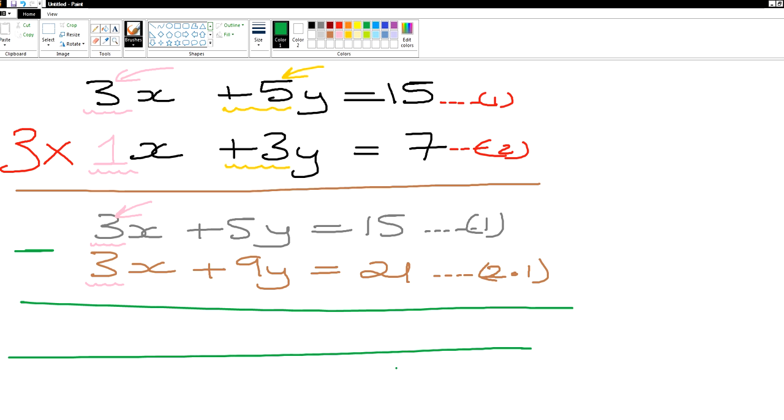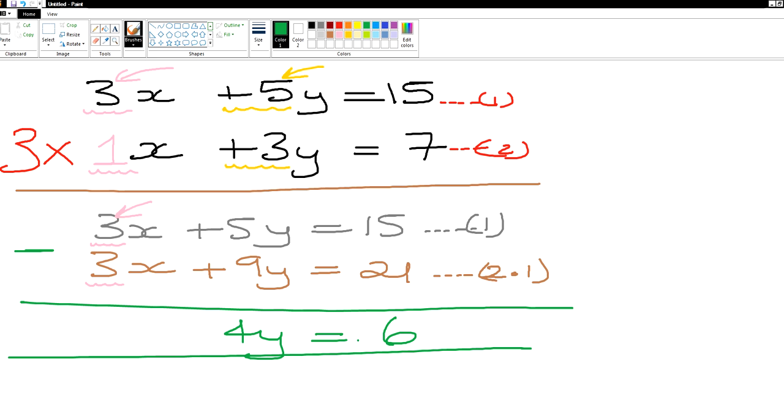Now, what did I say to you at the beginning of the lesson? We can take away down or up. If you go up, you must go up for everything. So we can take away upwards. 3x take away 3x is 0x, or fresh air. We have plus 9y, take away plus 5y gives us 4y. We have 21, take away 15. 21 take away 15 gives us 6.